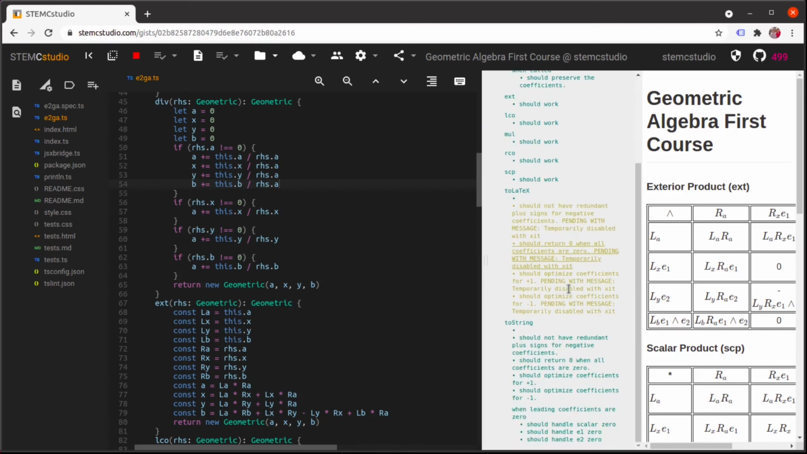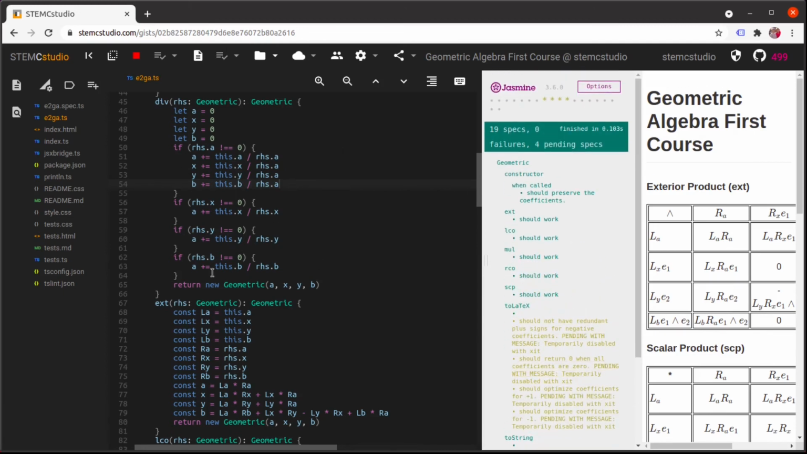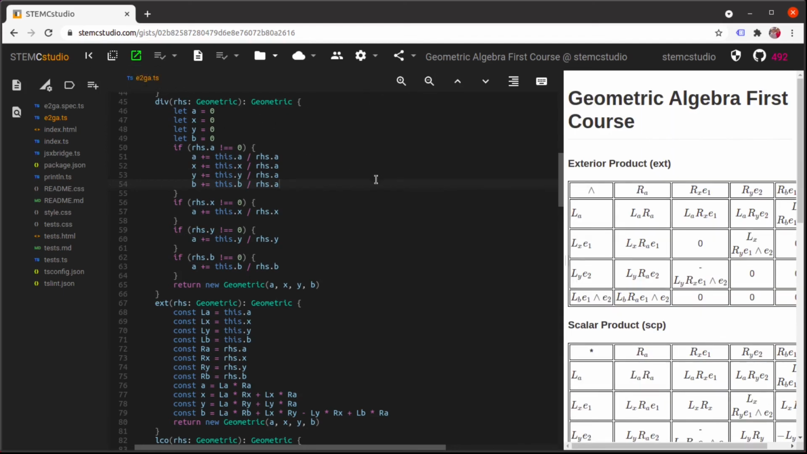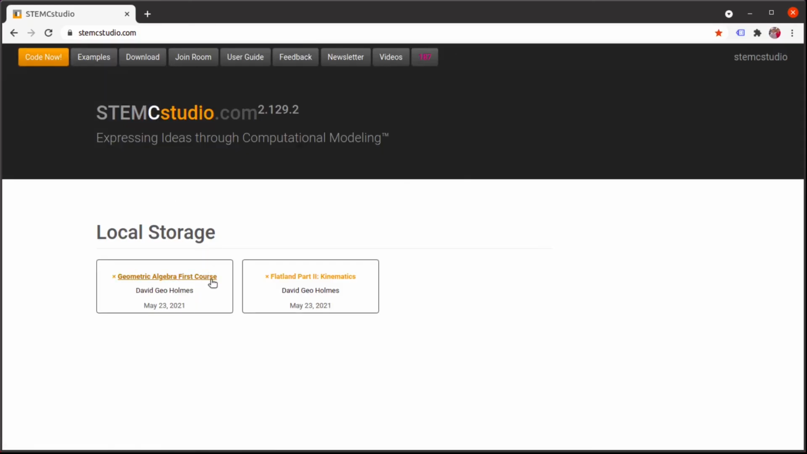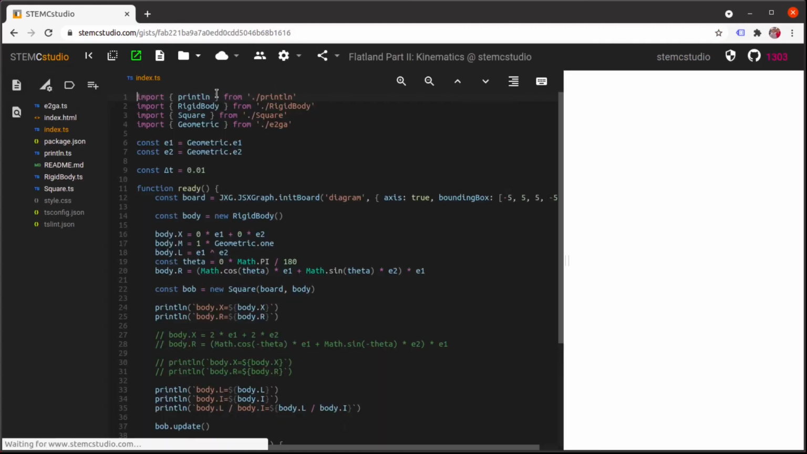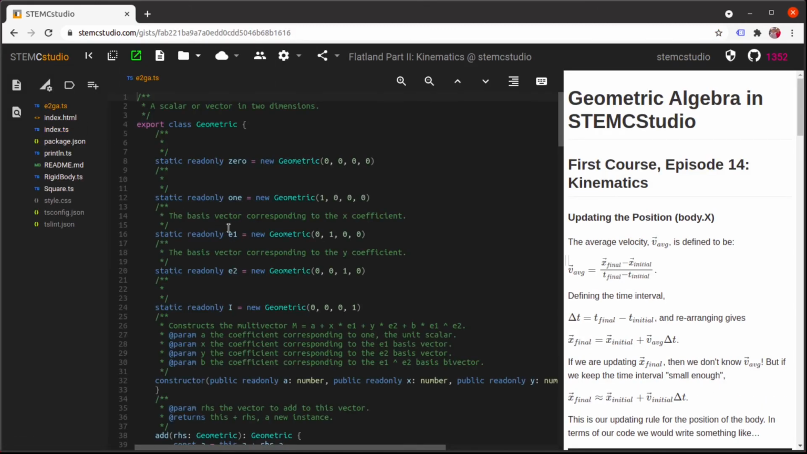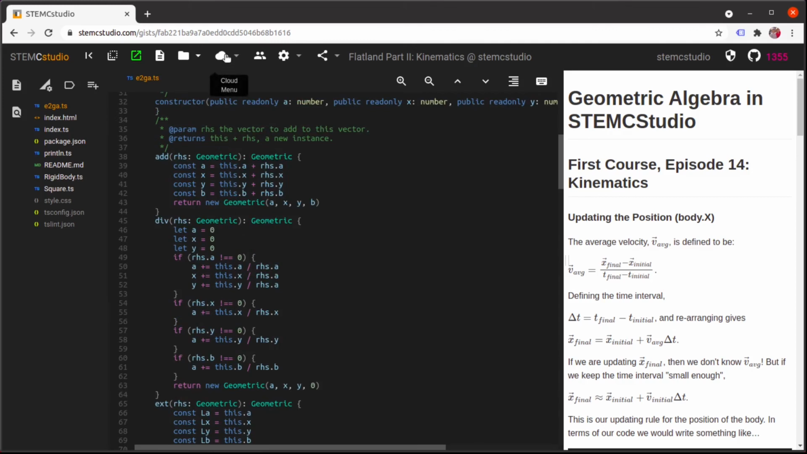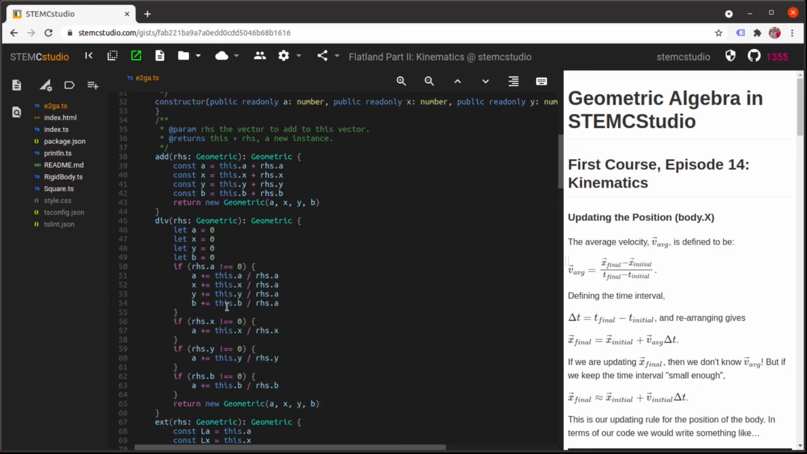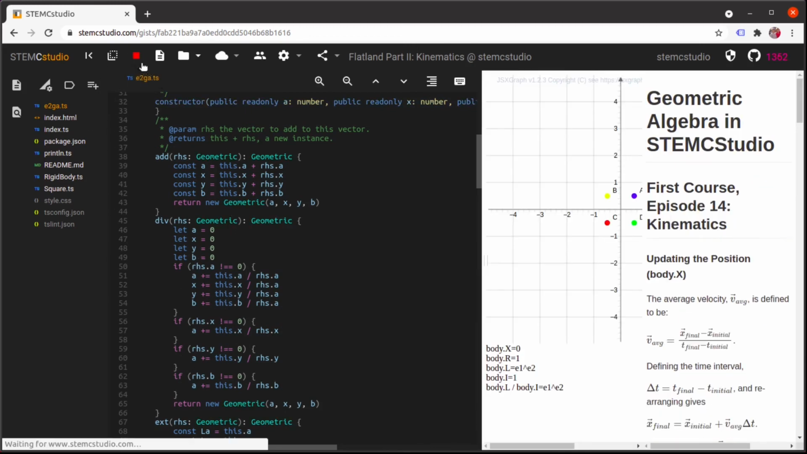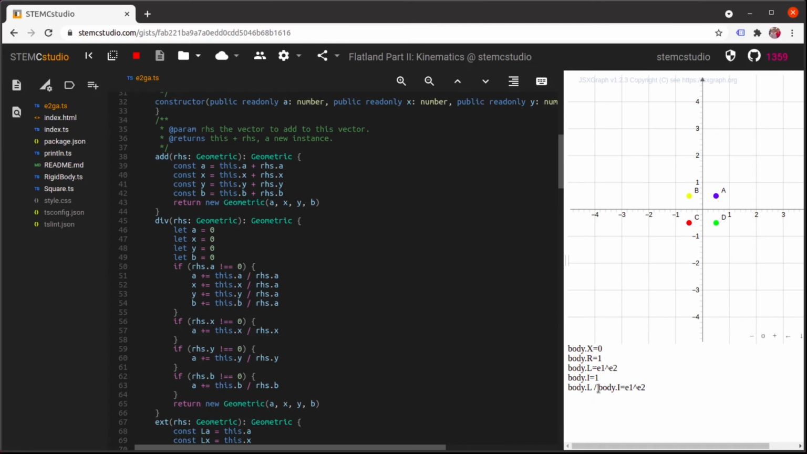I'm just running the tests here, and although I haven't written any extra tests for this, and I should, I haven't broken anything either, so that's good. Okay, I'm going to upload this, and that means that we will be able to come back to Flatland, and here's our geometric algebra number. There's div, and if I pull references from the project menu, you can see we've got the extra bit of code in there. So now if I run, hide the documentation, take a look at the angular momentum, it looks like we're getting the correct division.